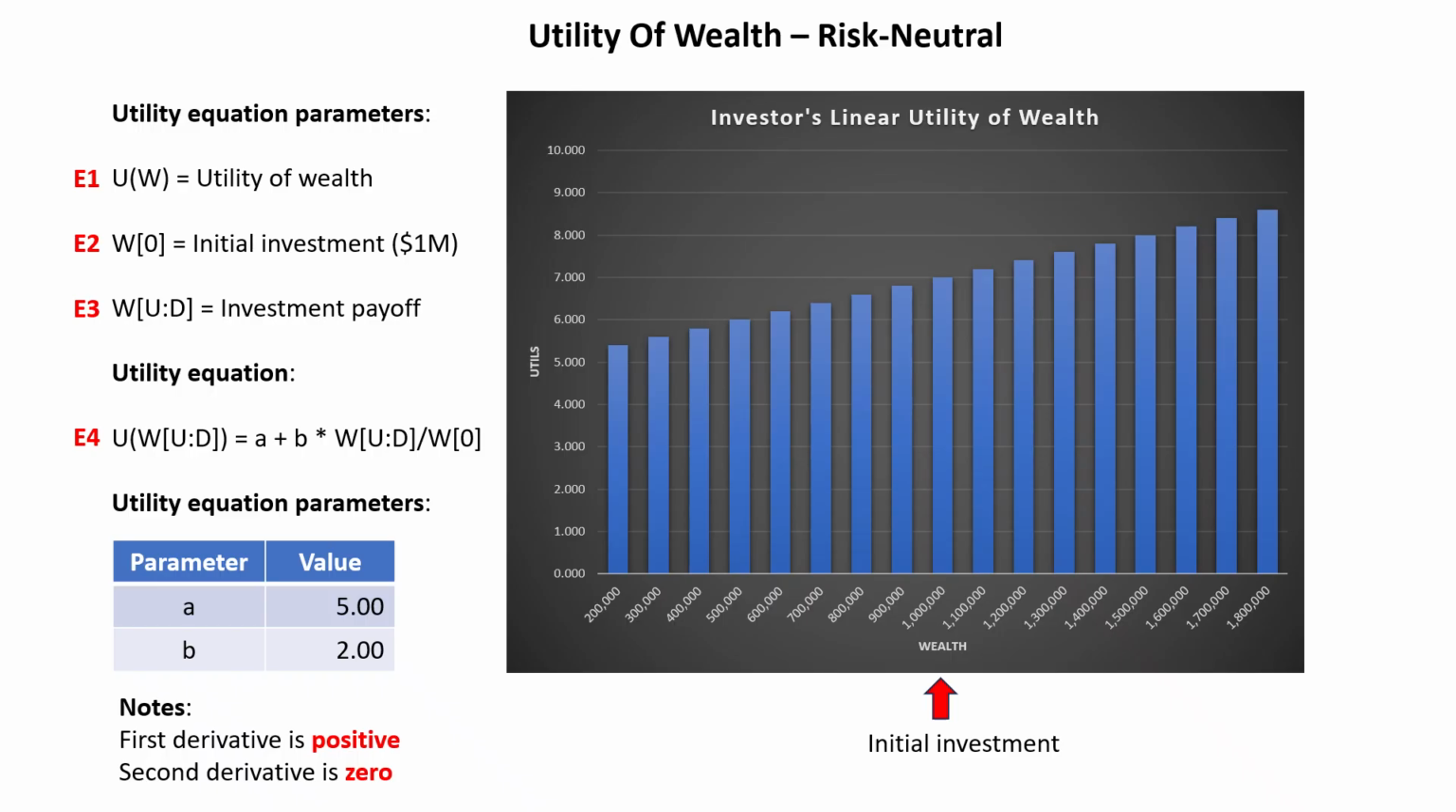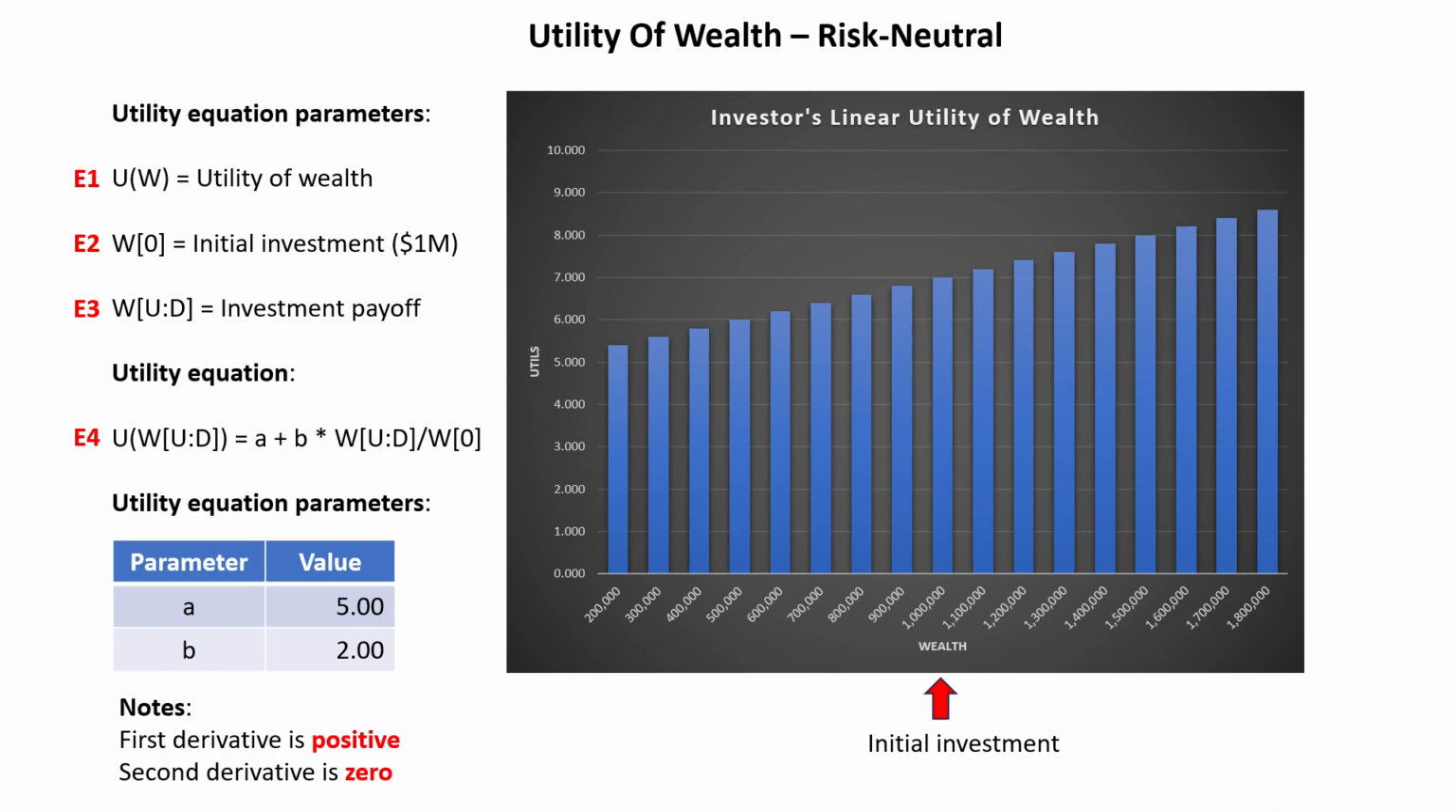E2 is my initial investment, so this is wealth that I start out with. Remember, we're going to assume we start out with this bucket of cash, invest it, and get an investment payoff that's immediate. So E2, my initial investment, would be $1 million. Then E3 would be the investment payoff given that the market goes up or if the market goes down.